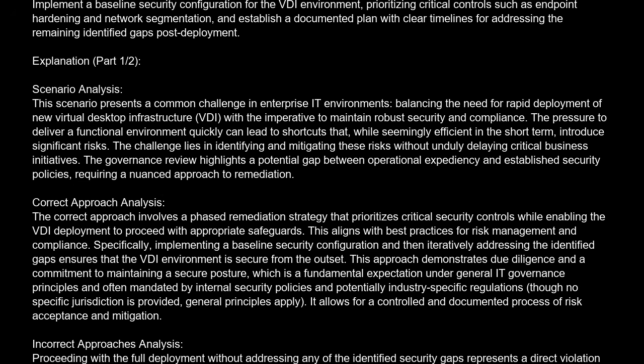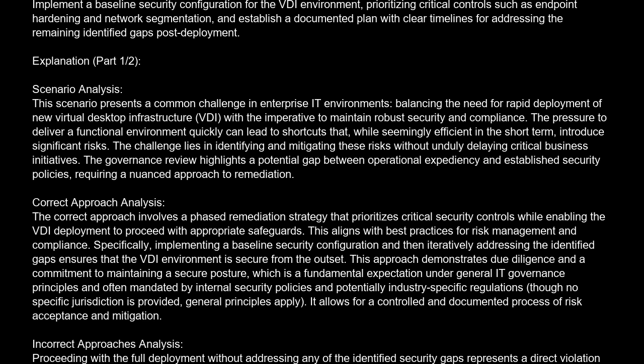The correct answer is B. Implement a baseline security configuration for the VDI environment, prioritizing critical controls such as endpoint hardening and network segmentation, and establish a documented plan with clear timelines for addressing the remaining identified gaps post-deployment.